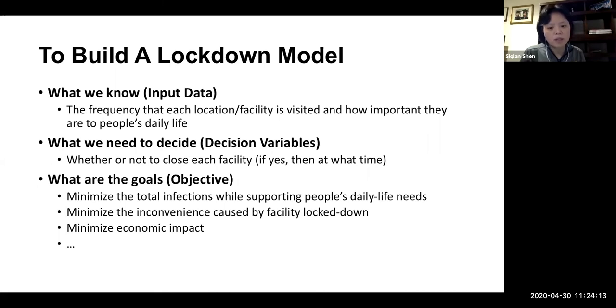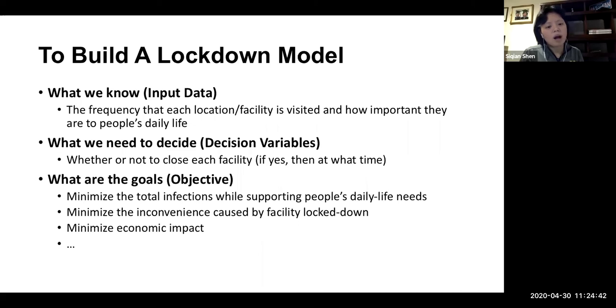And then as you can see, there are many ways to characterize the problem. One way I present here is a very static and naive way, but I think it starts the model right away. So basically you have these locations and facilities or the activities. The frequency, how people visit them and how important they are to people's daily life by some number. And then we need to decide which one to close with certain budget.